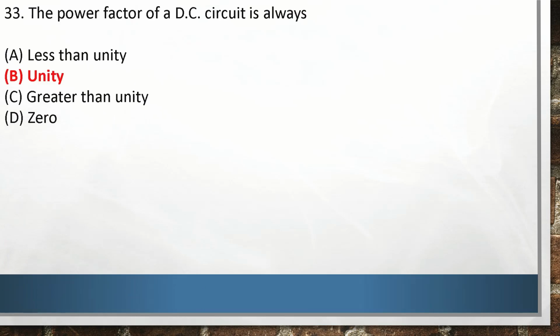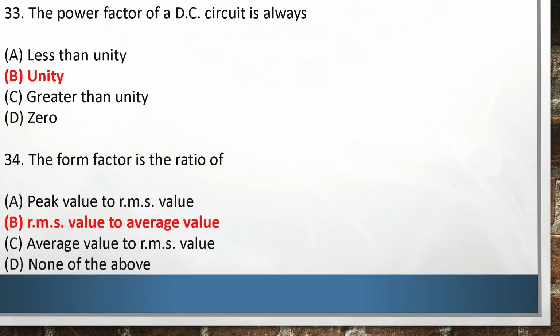Moving to 33. The power factor of a DC circuit is always: A, less than unity; B, unity; C, greater than unity; D, 0. And the answer is B, unity. 34. The form factor is the ratio of: A, peak value to RMS value; B, RMS value to average value; C, average value to RMS value; D, none of the above. And the answer is B, RMS value to average value.